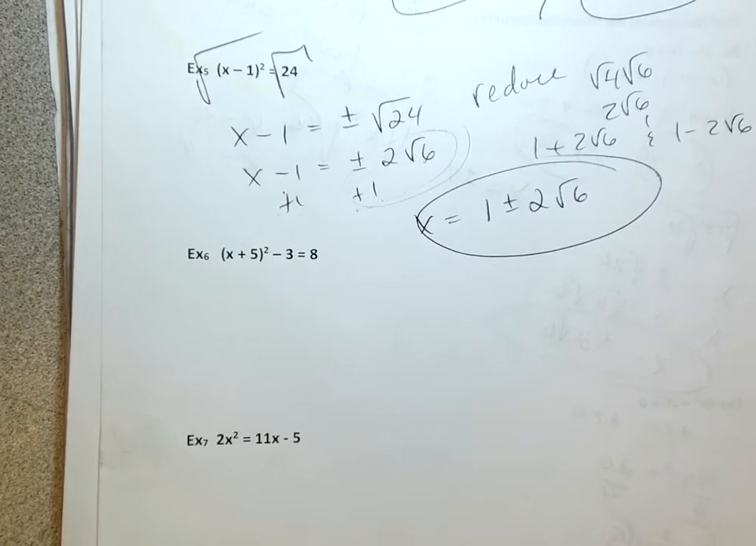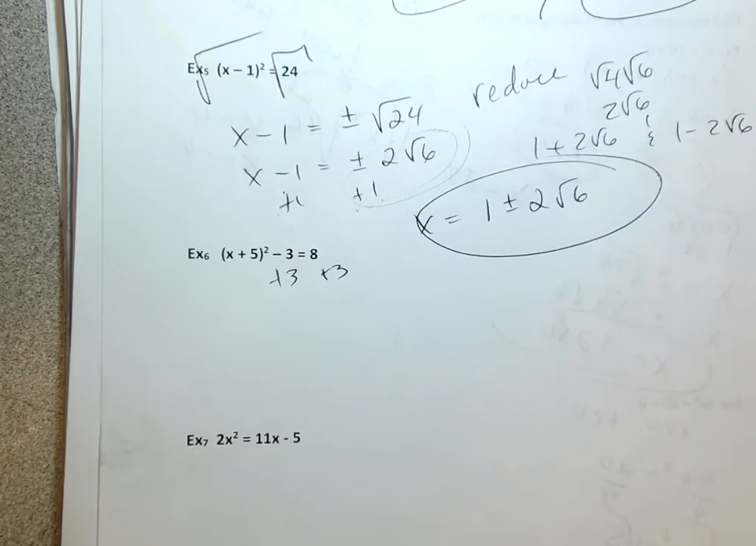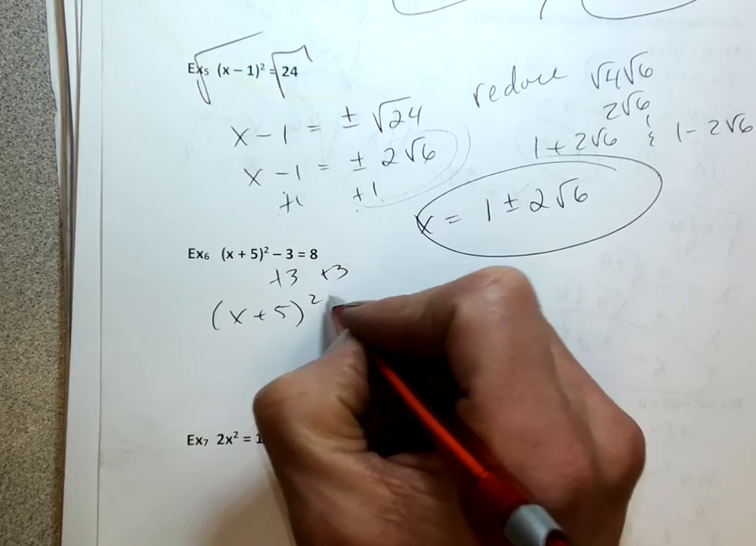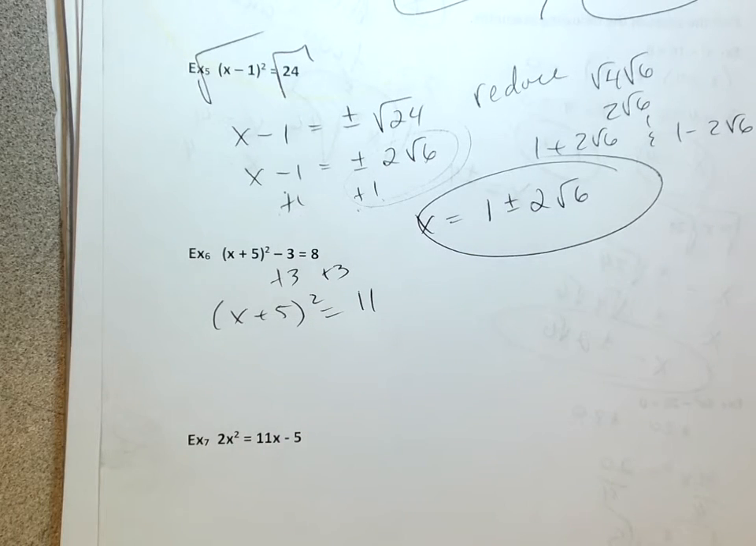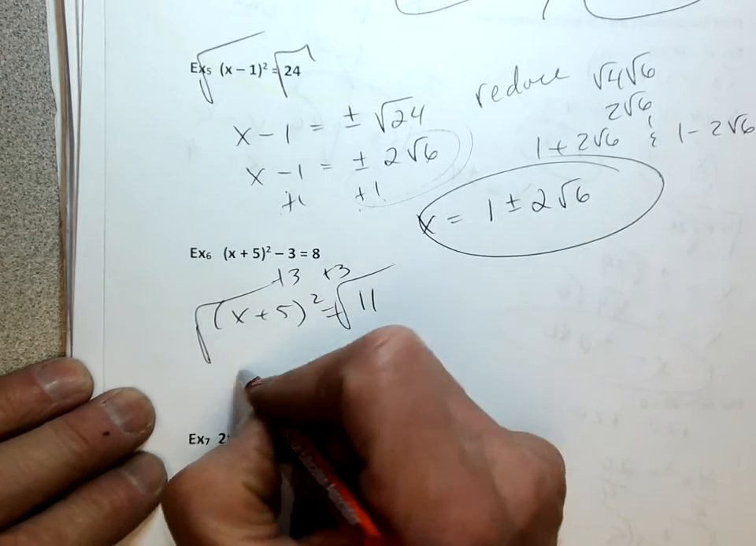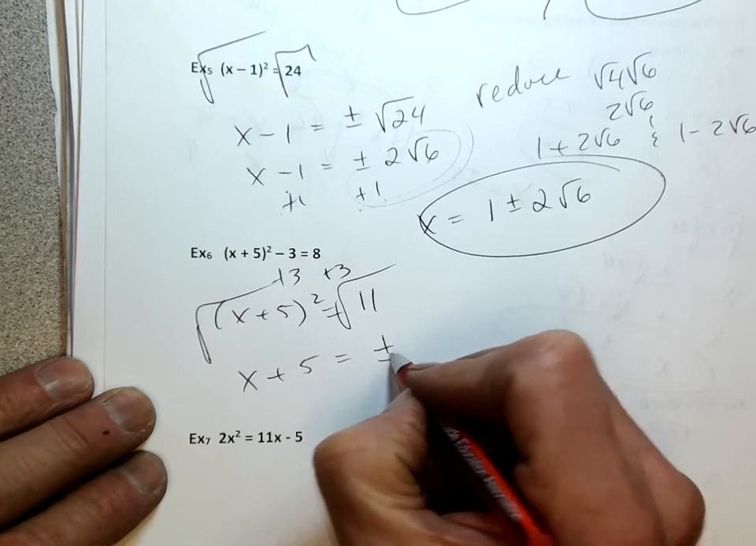What are we going to do? Okay, add 3. So I get x plus 5 squared equals 11, right? Are we good with that? How many answers? 2, right? So square root. I'll have x plus 5 equals plus or minus the square root of 11.